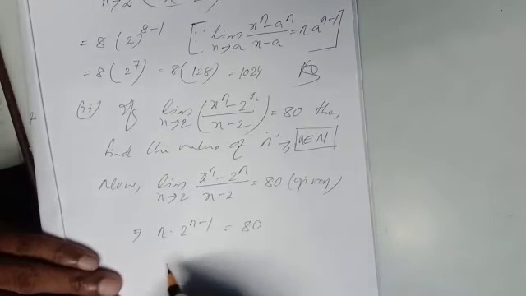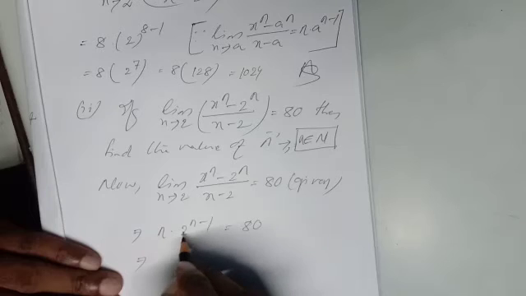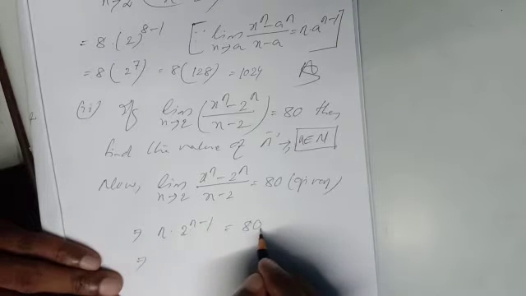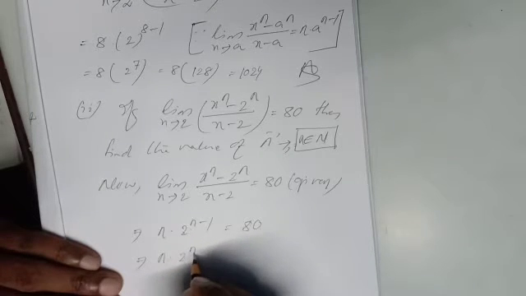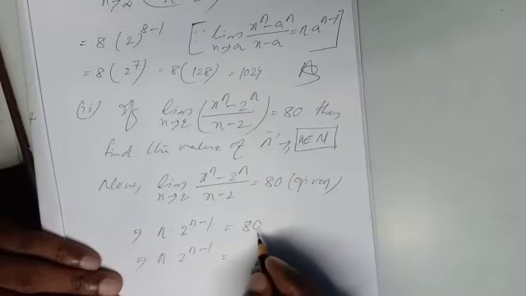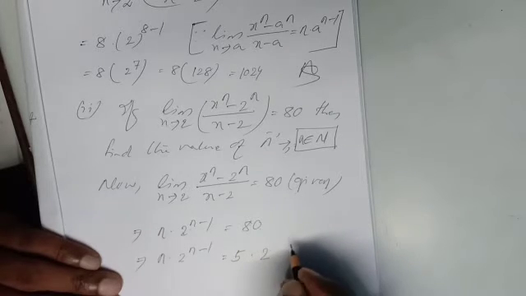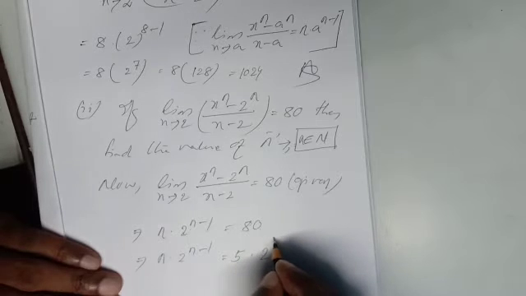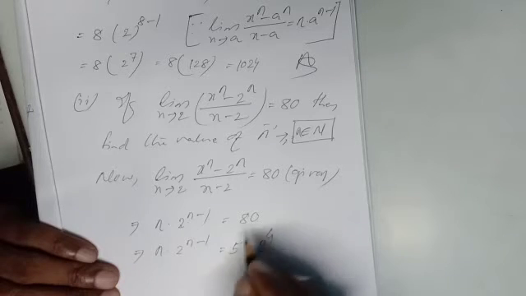Then how to solve this one? Here we have n into 2 to the power n minus 1 equal to 80. Let us factorize 80: it will be 5 into 2 to the power 4, because 2 to the power 4 is 16, and 16 times 5 is 80.